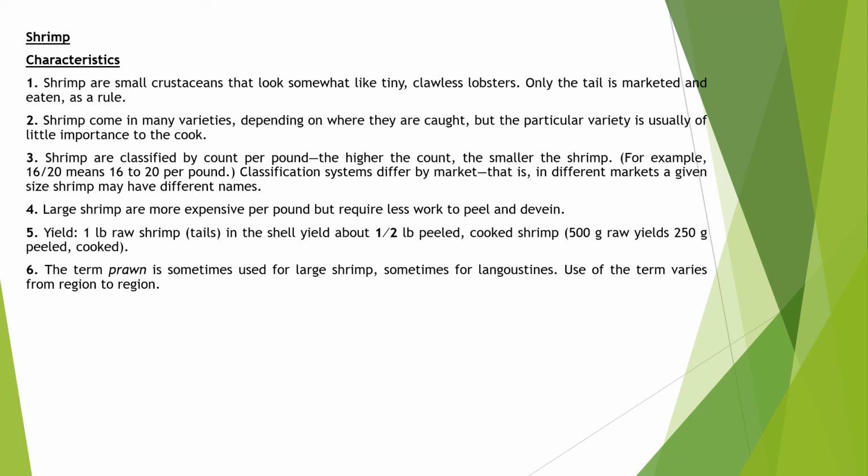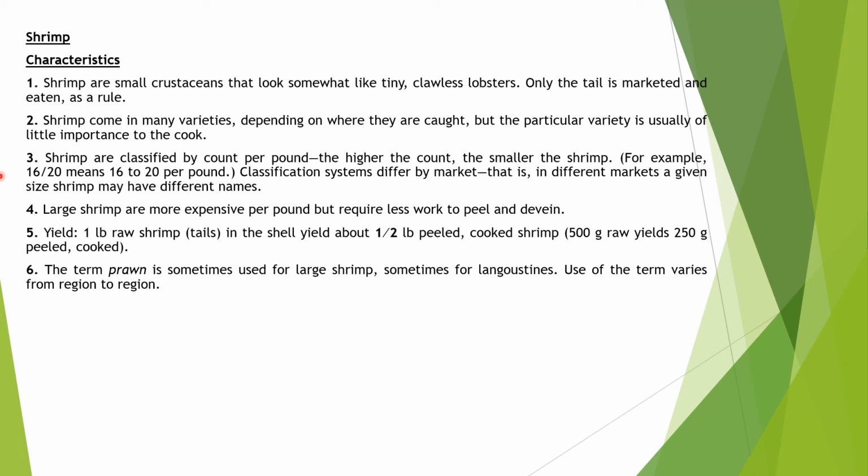Classification systems differ by market. That is, in different markets, a given size of shrimp may have different names. For example, in Belize we have shrimp farms, or you can buy shrimp in boxes that will have numbers. First, I will be honest. I used to think that these numbers were the size of the shrimp. So I used to get the big ones, like 24, 26, 28, 30. When I bought shrimp, I used to select the one that had the highest number.